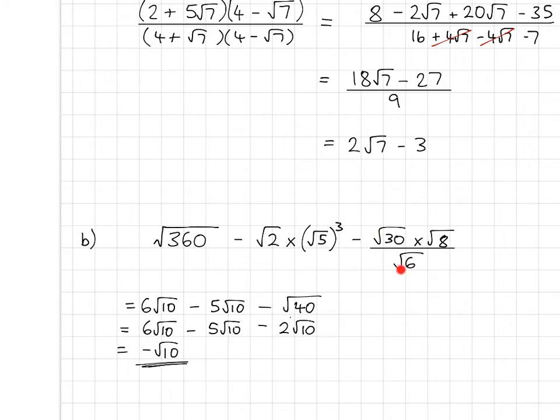Or I could have done root 30 divided by root 6, which is root 5, and then root 5 times root 8 is also root 40. So it comes to root 40, and I know that can't be right, or it can't be my final answer, because it hasn't got a root 10 in it, like these two here. So 10 times 4 makes 40, and then the square root of 4 is 2, so it became 6 root 10, minus 5 root 10, minus 2 root 10, which gave me a final answer of minus root 10.